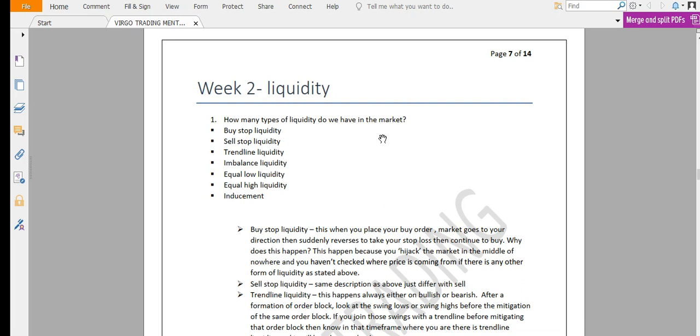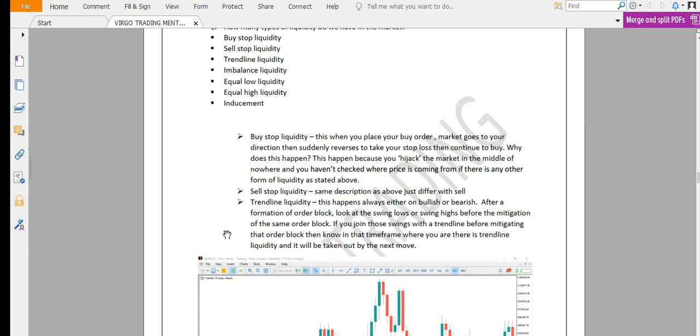The answer is we have buy stop liquidity, sell stop liquidity, trendline liquidity, imbalanced liquidity, equal low liquidity, equal high liquidity, and inducement liquidity. Right. So now, what is a buy stop liquidity?